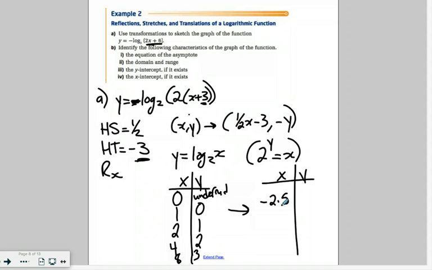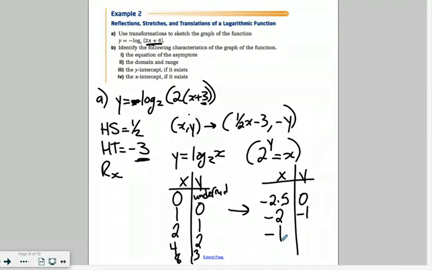And that y value is still just going to stay at 0, because 0 made negative is still 0. 2 multiplied by a half is 1. 1 minus 3 is negative 2. 1 made negative is negative 1. 4 times a half is 2. 2 minus 3 is negative 1.